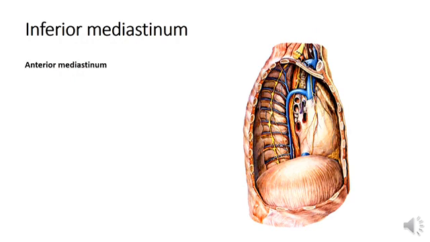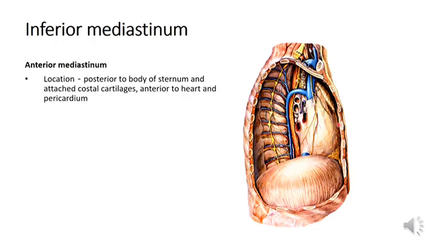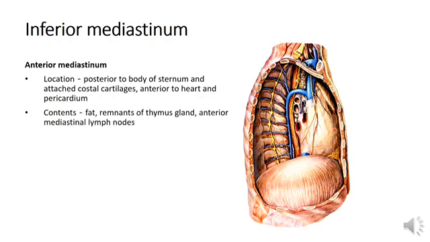The inferior mediastinum is divided into the anterior mediastinum, and that is from the pericardium until the sternum, and what we find here is fat, retrosternal fat, and some lymph nodes. Location: posterior to the body of the sternum and attached costal cartilages, anterior to the heart and pericardium. Contents: fat, remnants of the thymus gland, and anterior mediastinal lymph nodes.